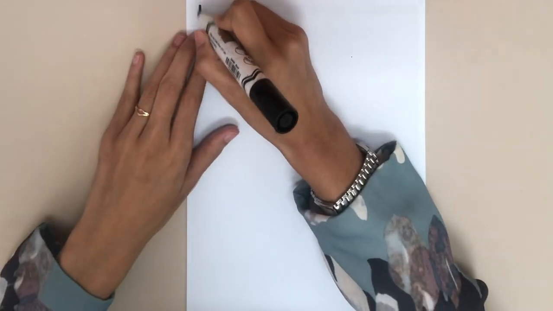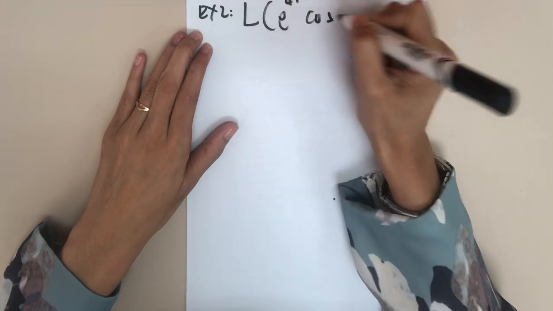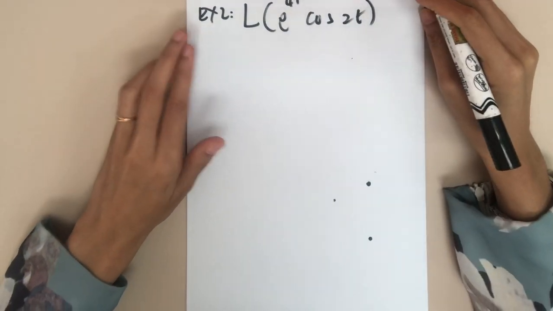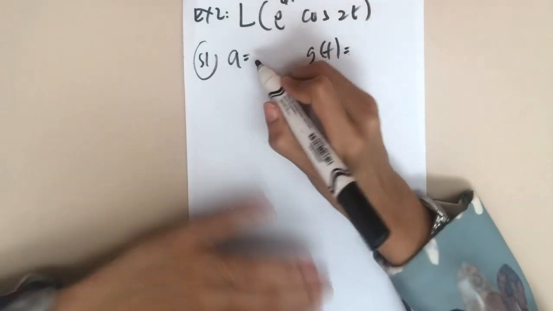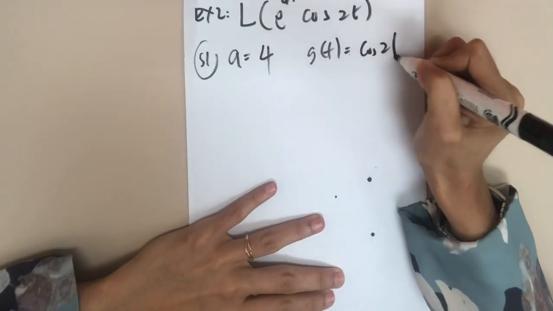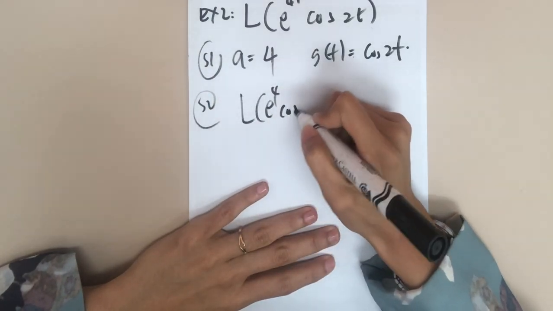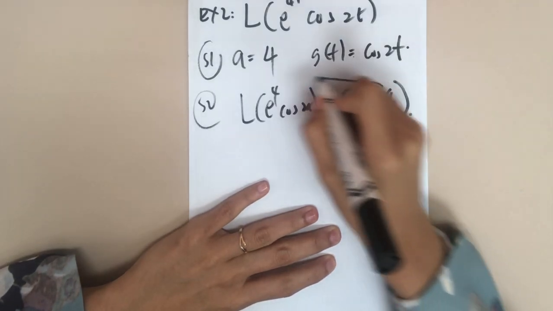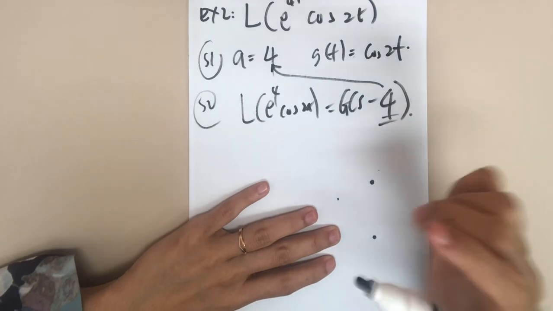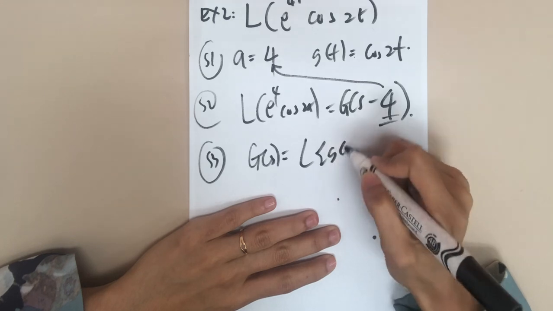Let's say you have a Laplace transform for e to the 4t cos 2t. Step number 1, find out what is your A and what is your g(t). Your A here is 4, and your g(t) is cos 2t. Then step number 2, just write down the final answer that you should get: G(S minus 4), because this A must follow this one. Step number 3 is to find out your G(S).